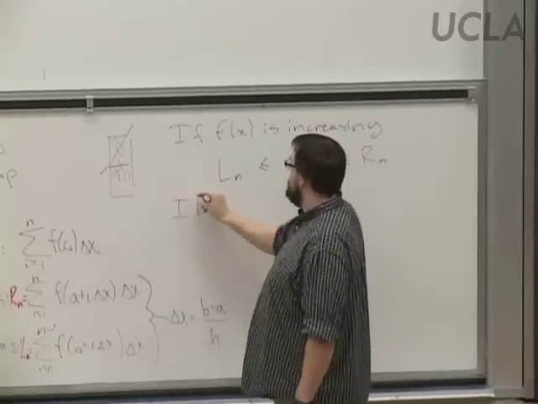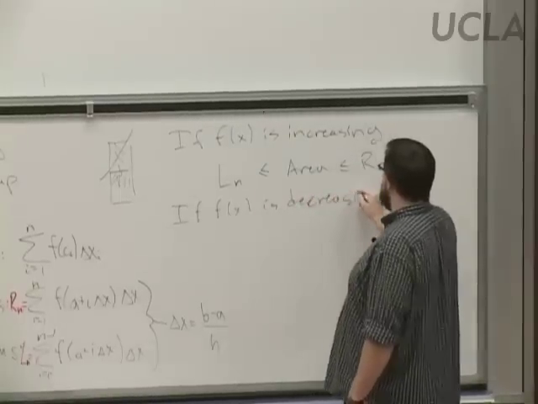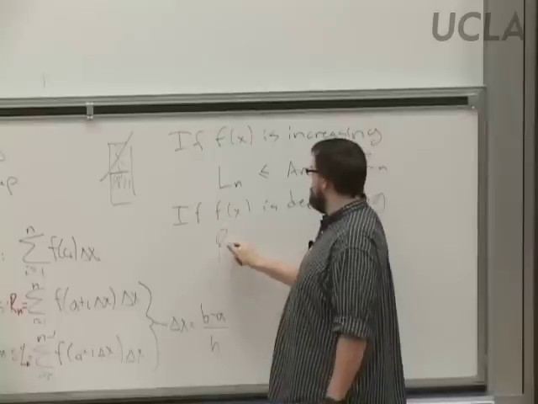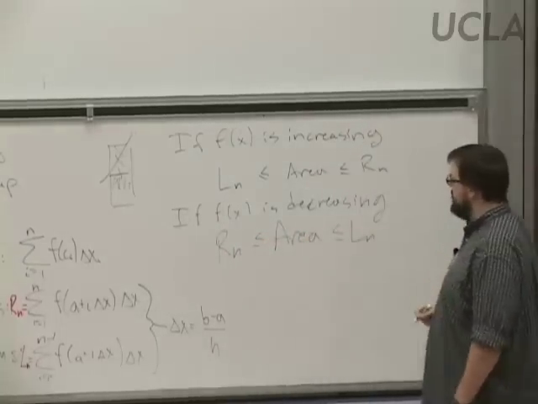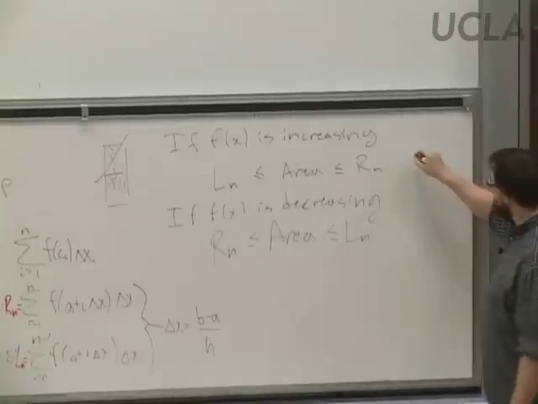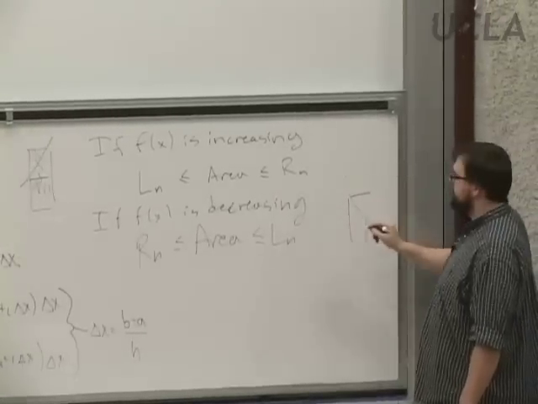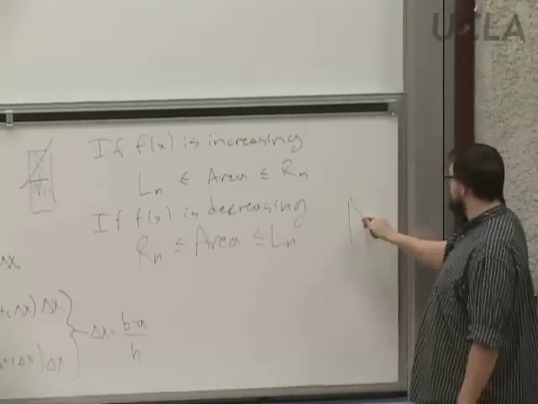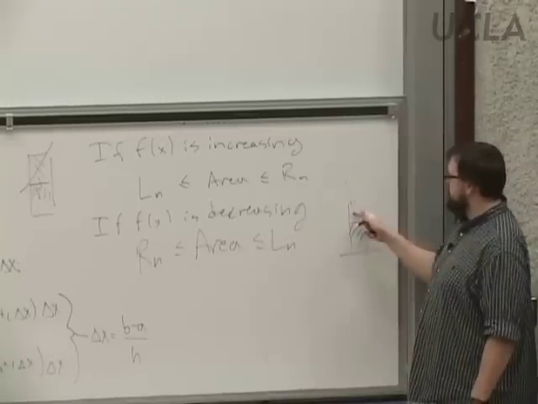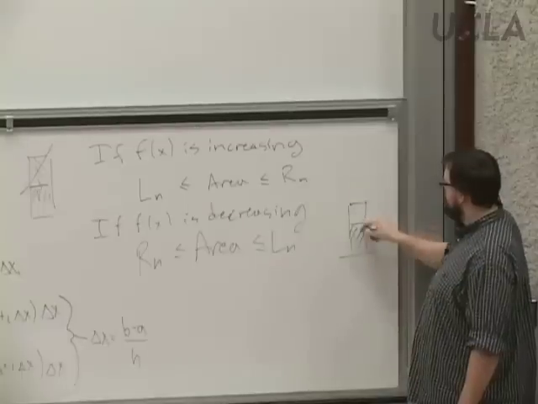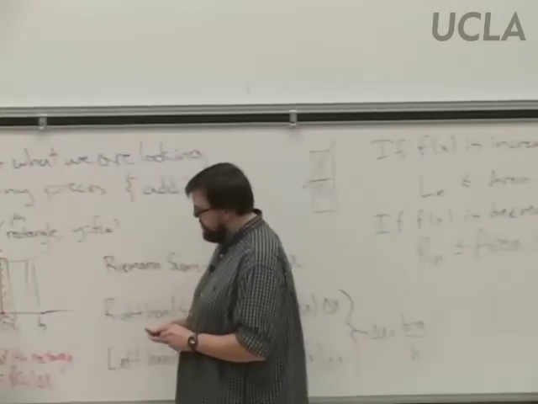On the other hand, if f of x is decreasing, then it reverses. Rn is less than or equal to the area that we're after, which is less than or equal to Ln. Again, it's the same principle. If our function is decreasing, it looks something like this. And look at a typical rectangle. Now the right endpoint, right means the right-hand side, would use this rectangle, which is too low. We're missing area. But the left endpoint, which is over here, would use this rectangle, which is too big.